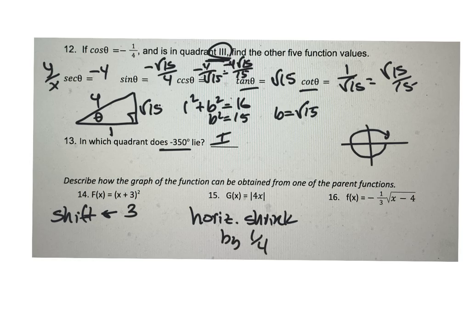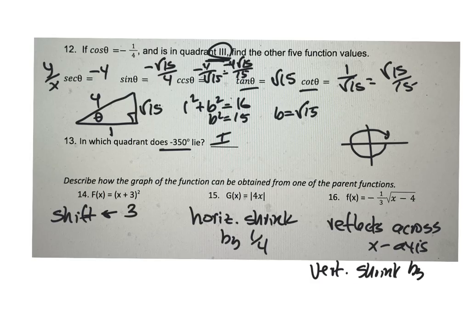This last one has like 3 things. First of all, it's got a reflection. It reflects across the x-axis because the negative's outside. It's got a 1/3 in the front, which means there's a vertical shrink by 1/3. It's got a -4 inside, which means it has a shift right of 4, opposite of what you think.